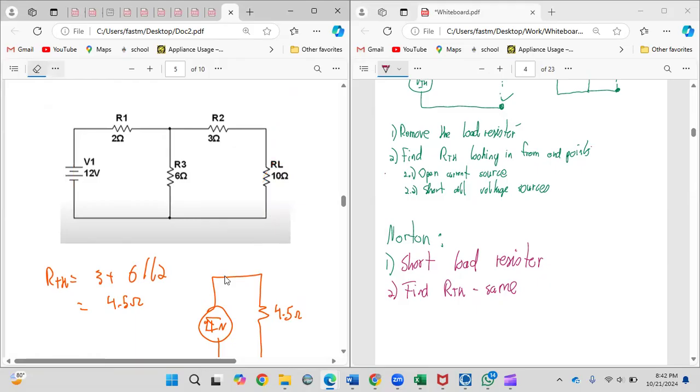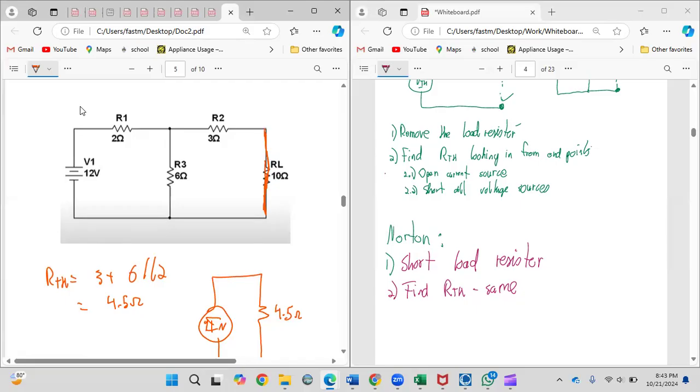And remember this is short circuited when you're doing Norton. Remember, when you're doing the R Thevenin, that part is the same whether you do Norton or Thevenin. You open circuit, you remove your load resistor. Okay, you want the impedance looking in at that point. So you remove it, you're looking at the two terminals, you get R Thevenin. Now when you're coming back to do the actual Norton, you have to short through the resistor.